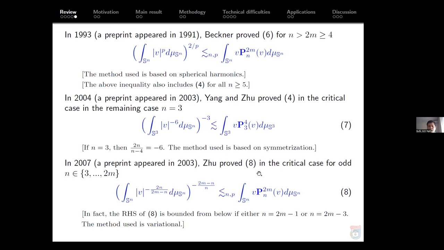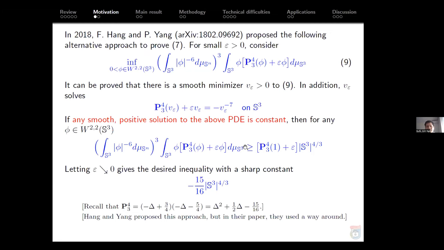Okay. All right. So 5 years ago, Hang and Yang proposed another approach to reprove the Sobolev inequality for the fourth order differential operator on the three sphere. So if we make use of the variational technique, then somehow we need to look for the minimizing problem between the energy functional and a certain Sobolev norm.